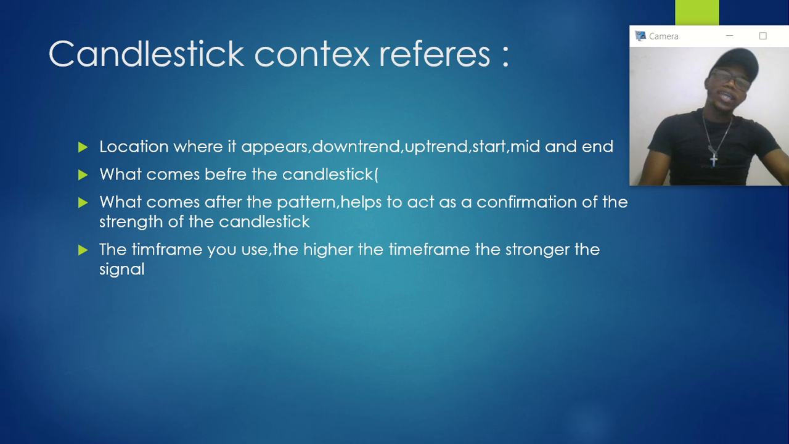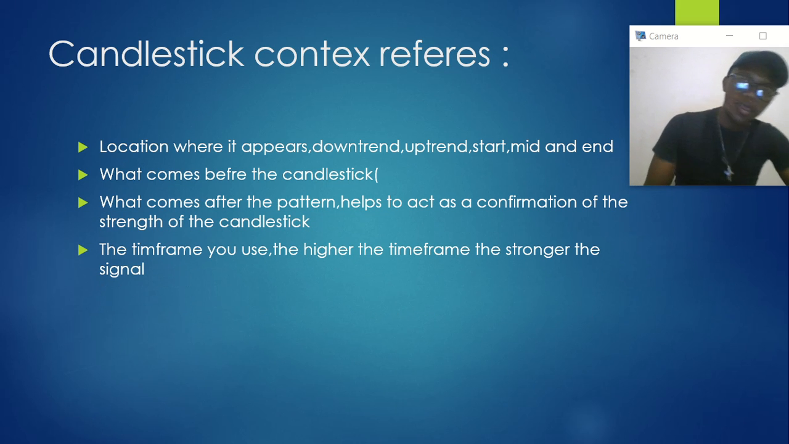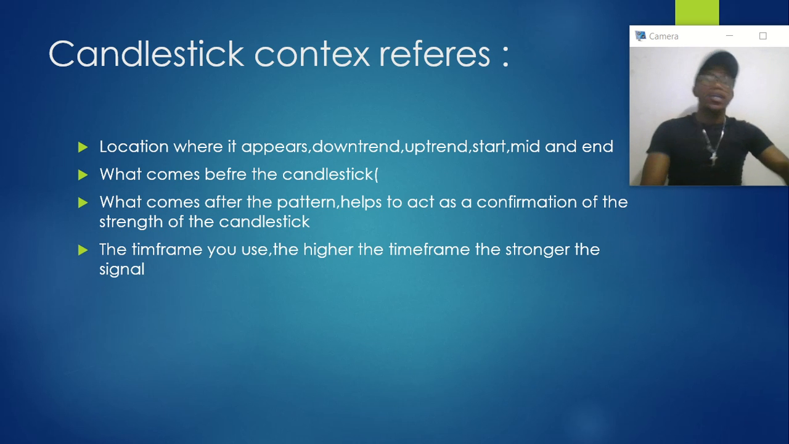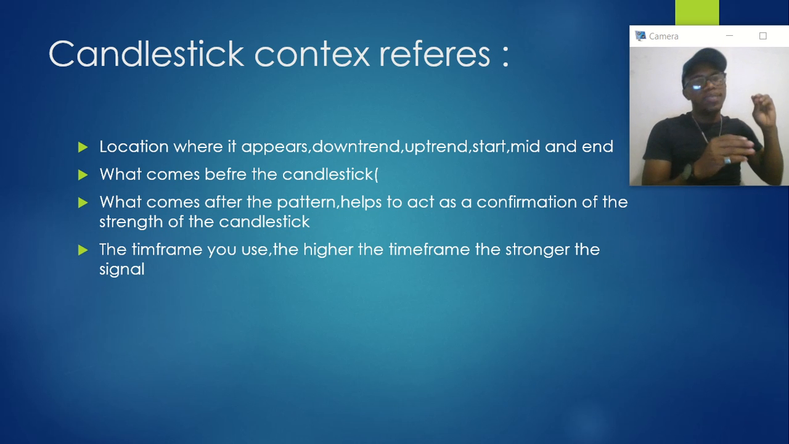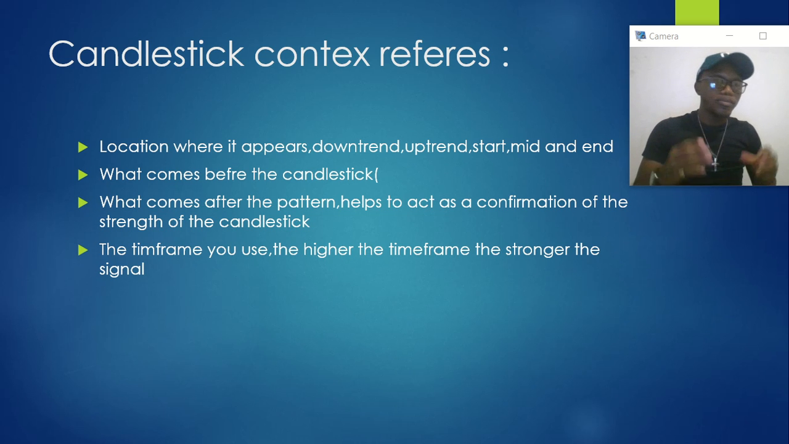There is also what you call candlestick context. It refers to the location where it appears. It may inform us about the downtrend and uptrend. It may also tell us about the start of the trend, the middle of the trend. Sometimes it will tell us the end of the trend. So if we say candlestick context, we talk about the exact location where we have detected that particular candlestick. What comes after the pattern helps act as a confirmation of the strength of the candlestick.